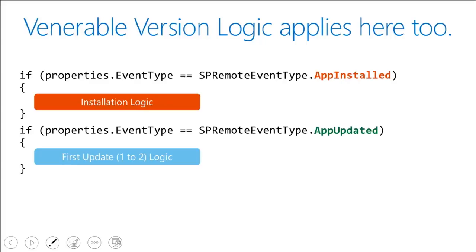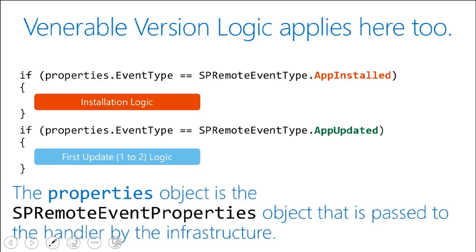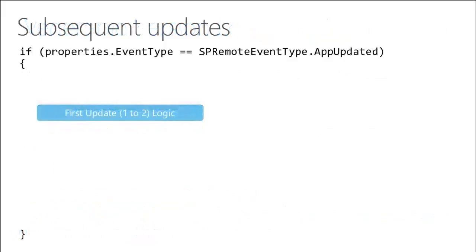Now, that properties object that you see there is simply that object we talked about in the last slide, the SPRemoteEventProperties object that SharePoint is passing to the handler. And as you can see, it has an event type property which identifies which event is being handled. Now, subsequent updates. We zero in on our app updated handler. There's where we are. And, of course, our update logic is inside there, as it was before. But now we're updating again.